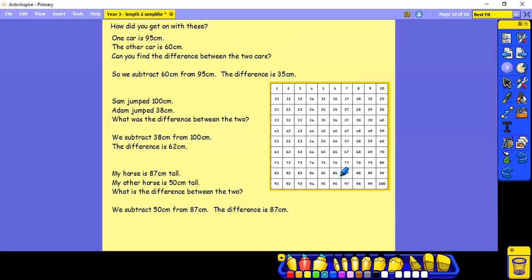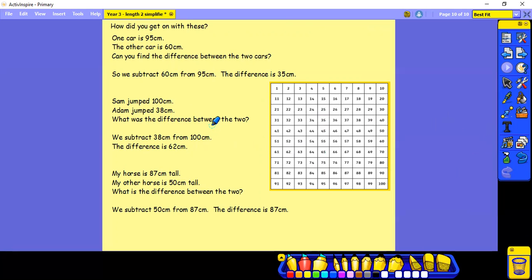If I start at 95 here, I'm going to count back 60, which I know is 6 steps of 10. So I'm going to start at 95, and count back 10, 20, 30, 40, 50, 60. So taking away 60 brings me to the answer 35. The difference is 35.